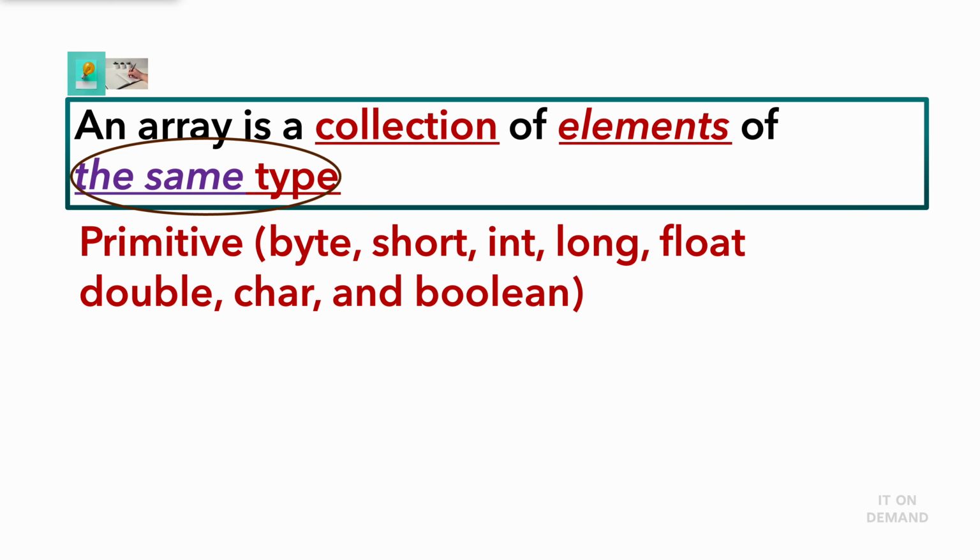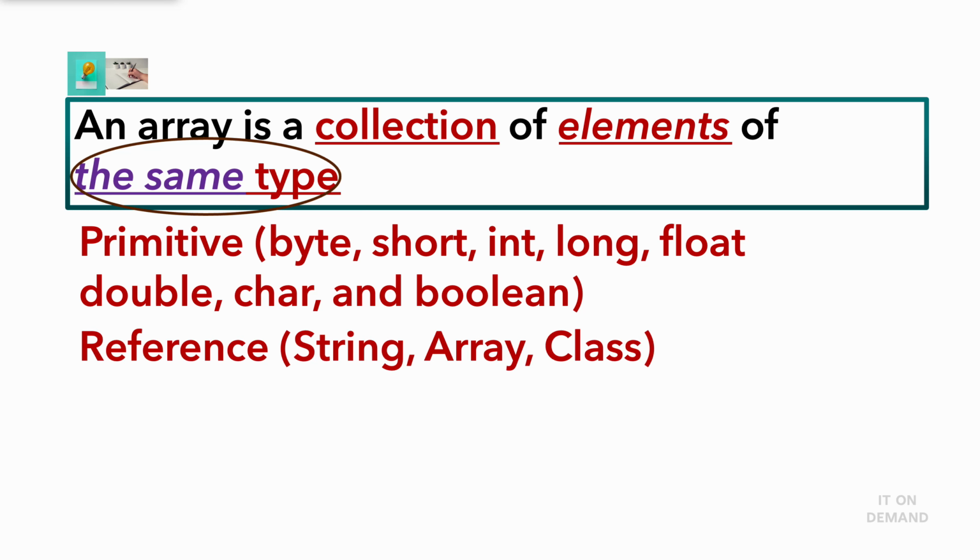So it can be an array of byte, it can be an array of short, it can be an array of int, it can be an array of long, it can be an array of float, it can be an array of double, of char, of boolean. But it could also be a reference data type. So it could be string, it could even be an array, and it could be a class.